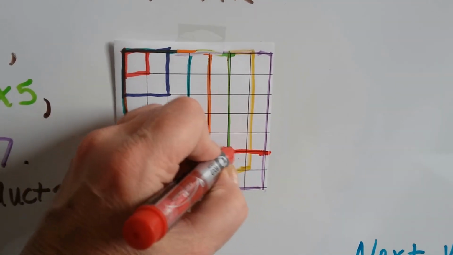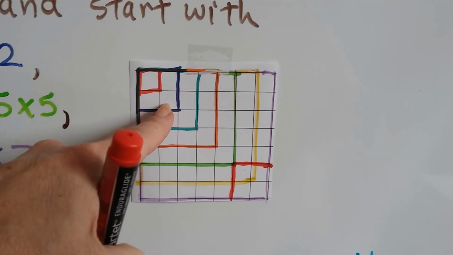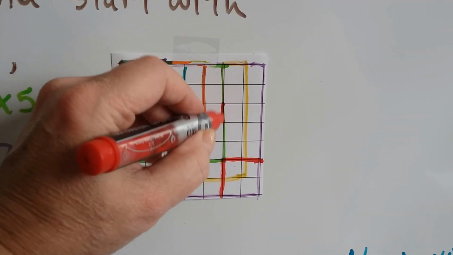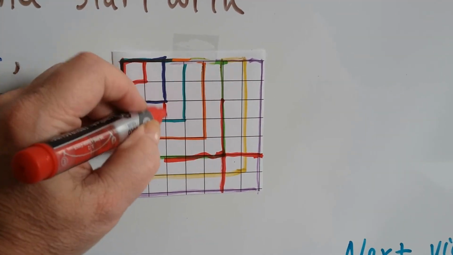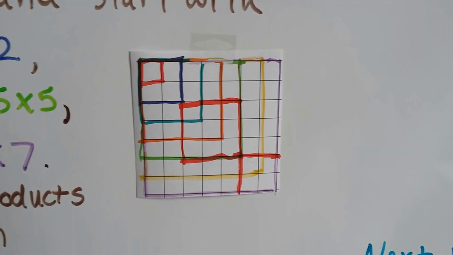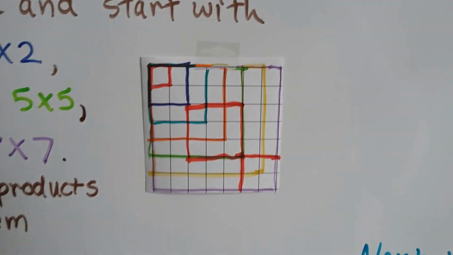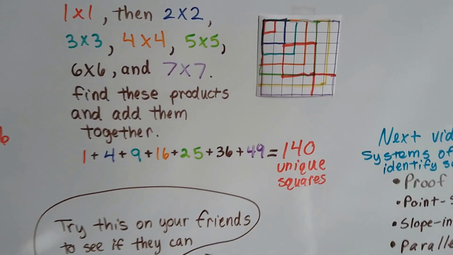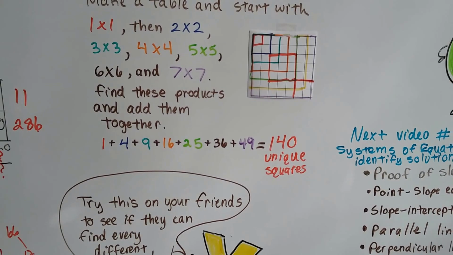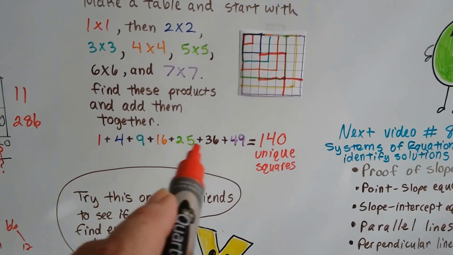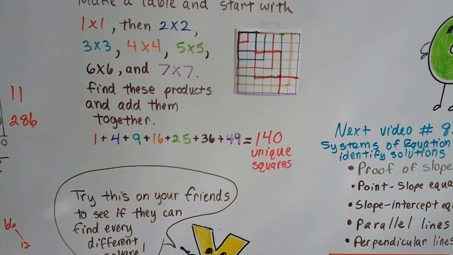And by unique squares, I mean each one of these separate little ones is unique, but then there's a square here, isn't there? And that's not the same as this blue one up here. And there's a square right here in the middle, isn't there? See? That's a unique square. So there are 140 unique squares in a 7 by 7 grid, and if we add up the products, we can find out how many unique squares there are.